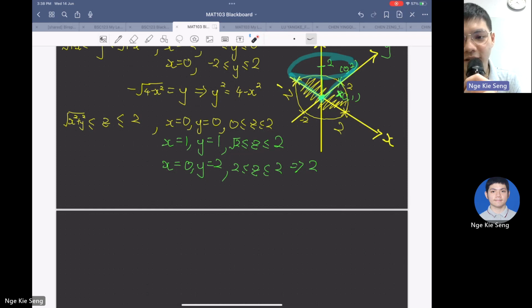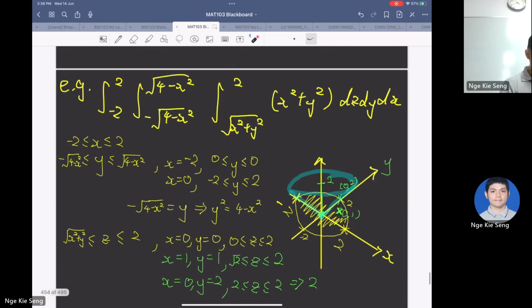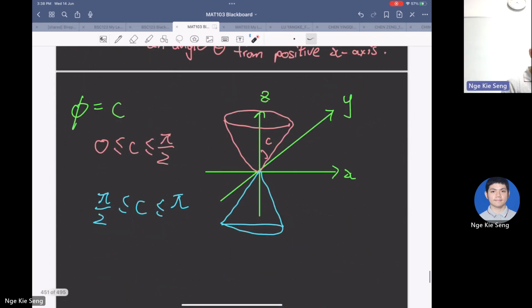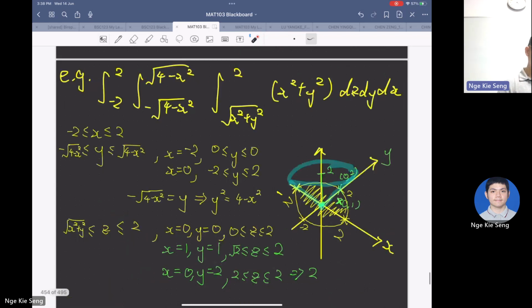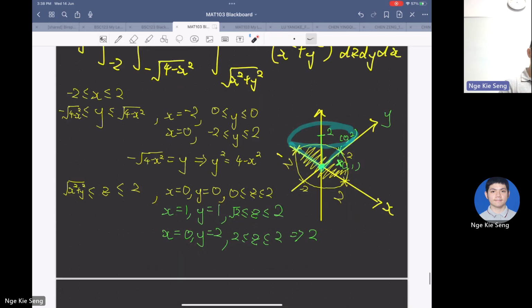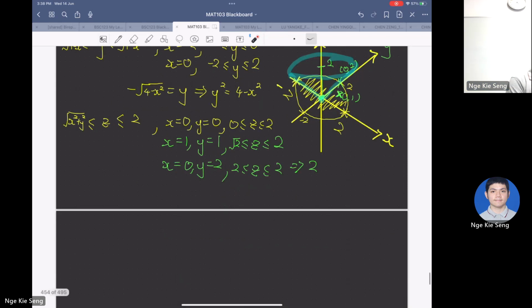What kind of coordinate can describe the cone? Cylindrical. Cylindrical? So how do we use cylindrical coordinates to describe the cone? I think we also introduced this cone, right? Actually, you can use spherical also. Okay, so let's use spherical first. How should we integrate? How do we describe this cone using spherical?